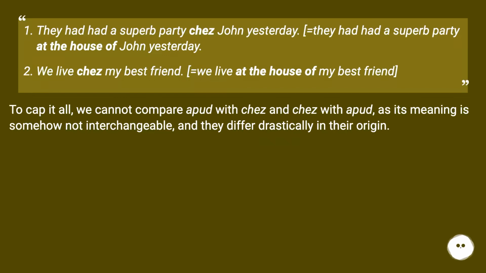They had a superb party chez John yesterday. Equals: they had a superb party at the house of John yesterday. We live chez my best friend. Equals: we live at the house of my best friend. To cap it all, we cannot compare apud with chez and chez with apud, as their meanings are somehow not interchangeable, and they differ drastically in their origin.